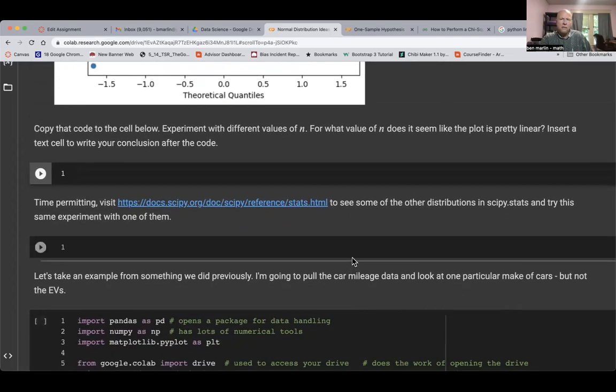And then time permitting, I'd like you to do it again with some distribution other than the log normal. And I give you a link there to go visit to find the names of some of the other distributions. Okay.